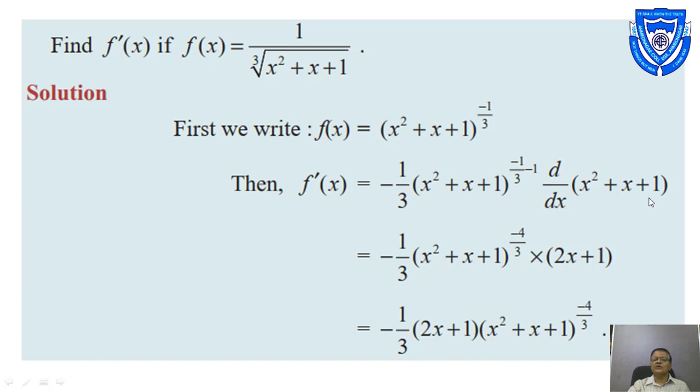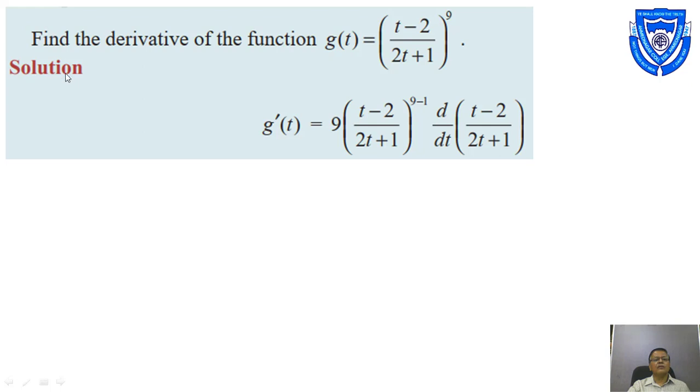Its derivative is minus 1 by 3 u raised to minus 1 by 3 minus 1 into derivative of u. I am treating this x square plus x plus 1 as u. So I must multiply this by the derivative of x square plus x plus 1, which is 2x plus 1. Just simplify this and get the answer. So this is how to use the chain rule.